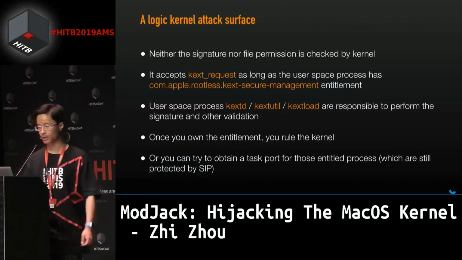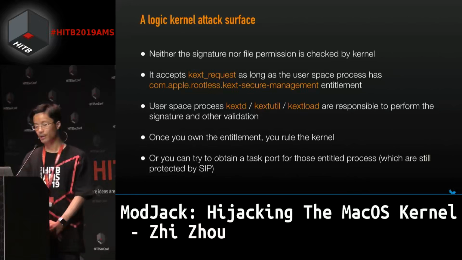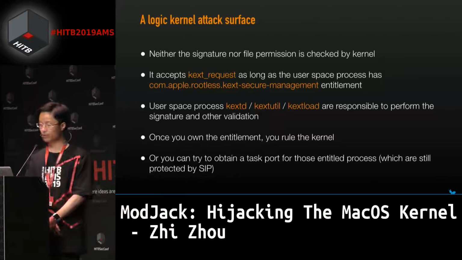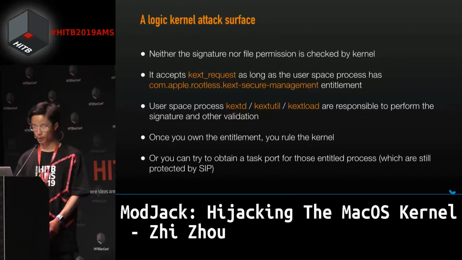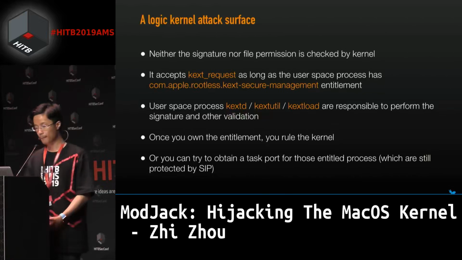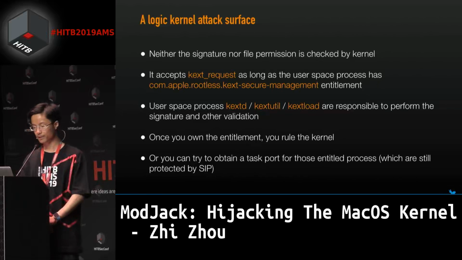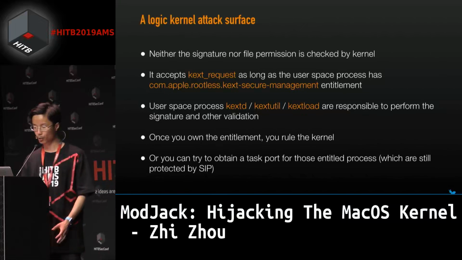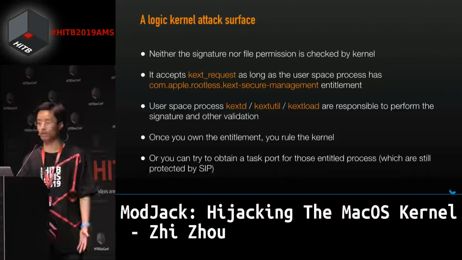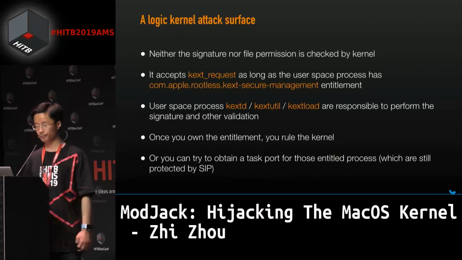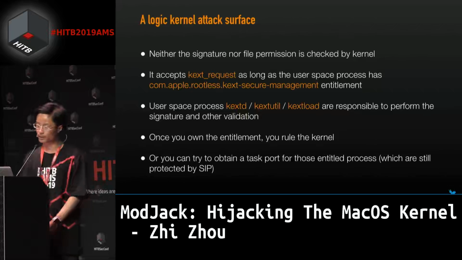So here's the logic: the kernel attack surface. Neither the signature nor file permission is checked by the kernel. So all we need is the entitlement. And the user space processes, these three, are responsible for performing the signature and other validation. So if we have some user space IPC bug or anything, we can control the process of these three binaries. We can have the entitlement. Once you own the entitlement, you rule the kernel.